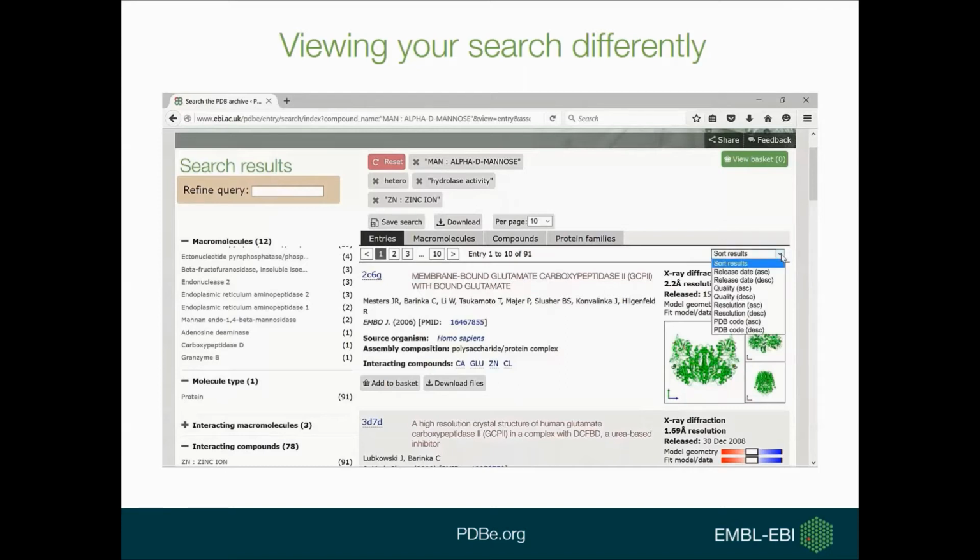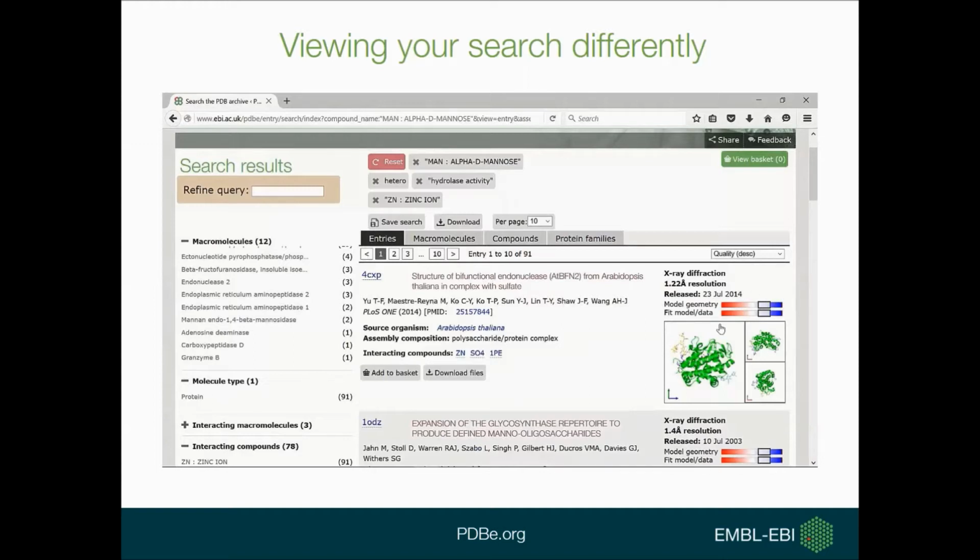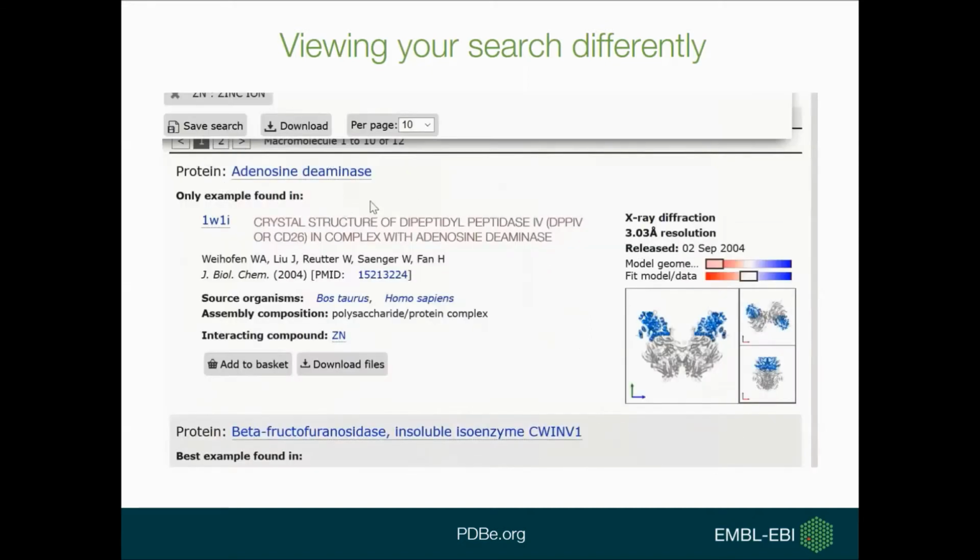You can also sort your results, for instance, by quality. And this will give, at the top of the page, the best validation score, that is the ones with the least outliers. If you click on the macromolecules tab, instead of sorting by entries, things are sorted by individual macromolecule.